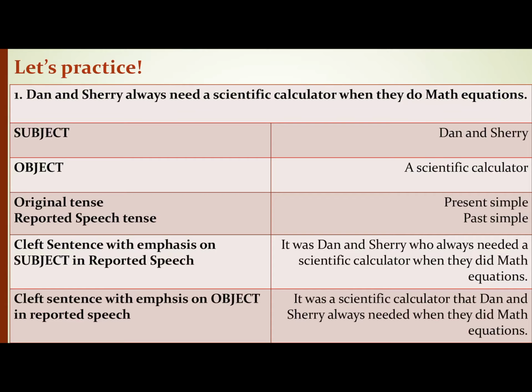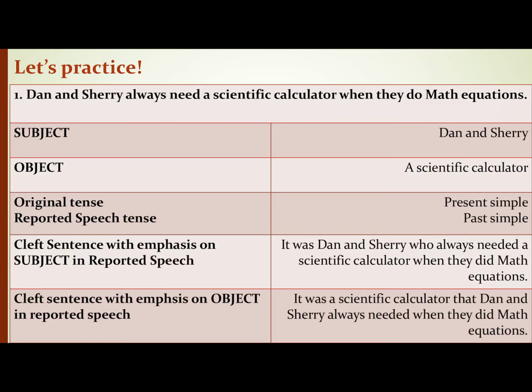Okay, let's practice quickly. Dan and Sherry always need a scientific calculator. The question is, who always needed a scientific calculator? The subject here is Dan and Sherry. What is the object? Correct, a scientific calculator. The original tense is in present simple. In reported speech, you change present simple to past simple.